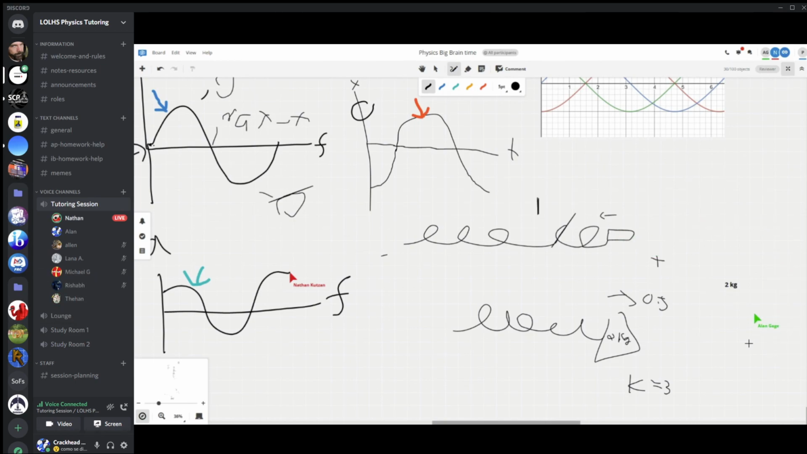So what if I give you these numbers? Let me clarify. This is a 5. You don't have to calculate it, just tell me how you would find it. What would its maximum displacement be? Or not maximum displacement, sorry, maximum velocity.